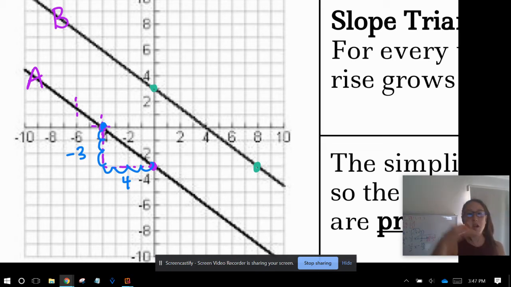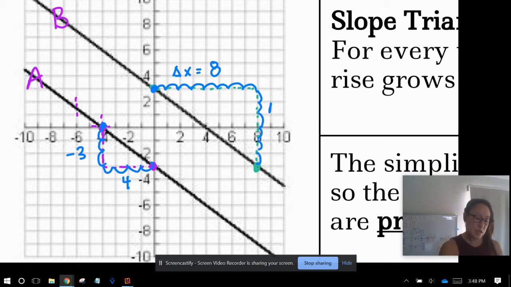It doesn't matter if you draw it above or below the line. So I'm going to go to the right, which is positive, and then down, which is negative. I'm going to start on the blue dot. I'm going to count 1, 2, 3, 4, 5, 6, 7, 8. So the change in x, which is the run, is 8. And 1, 2, 3, 4, 5, 6. The change in y, which is the rise, is negative 6.